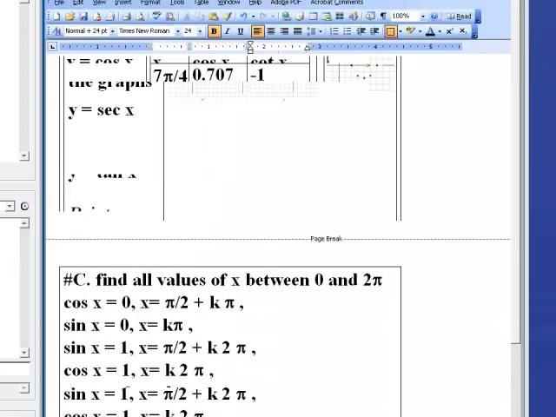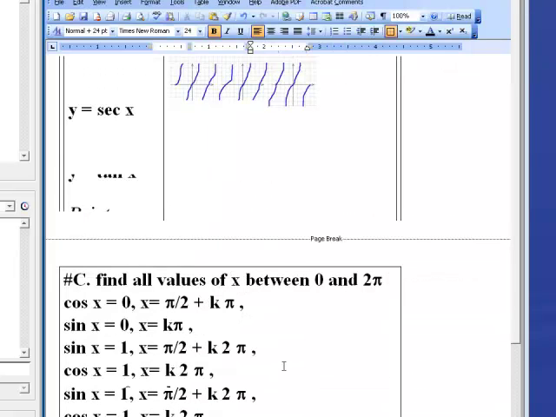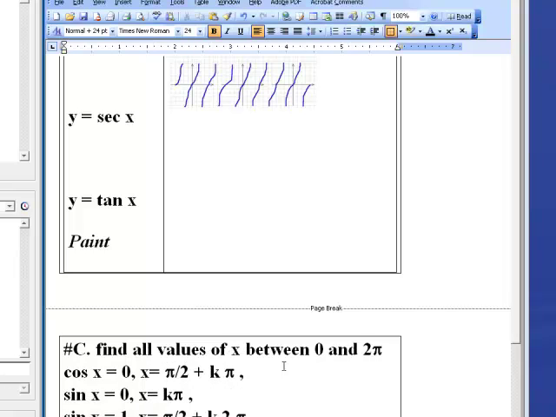So here it says find all values, towards the bottom of the page. So cosine x equals 0 at x equals pi over 2 and 3 pi over 2. And that's what it says here. The general one to write down would be x equals pi over 2 plus k pi, with the k being an integer. Could also be a negative number, so we also would extend this into the negative.